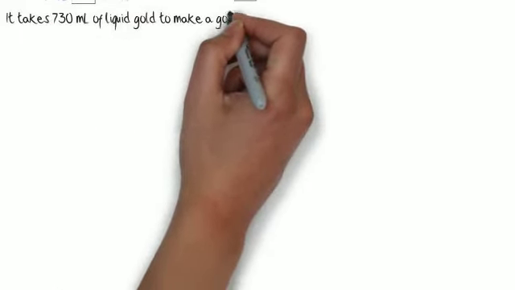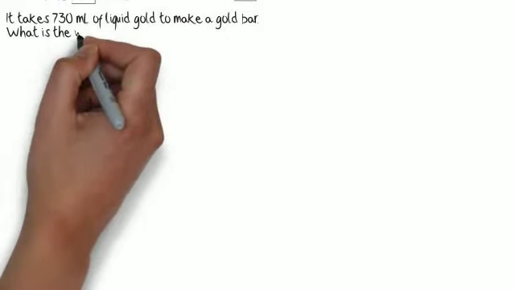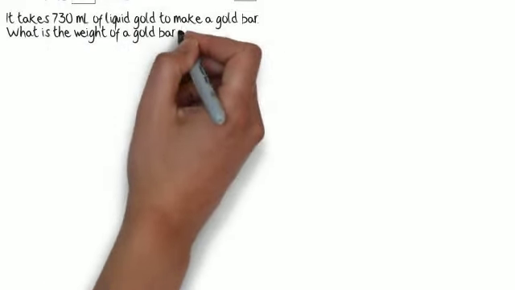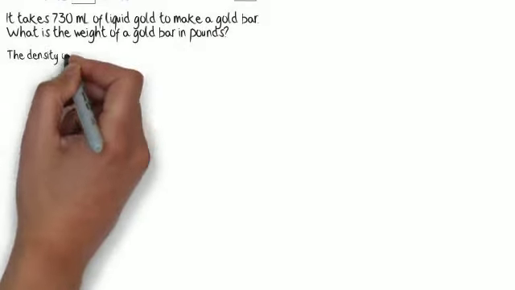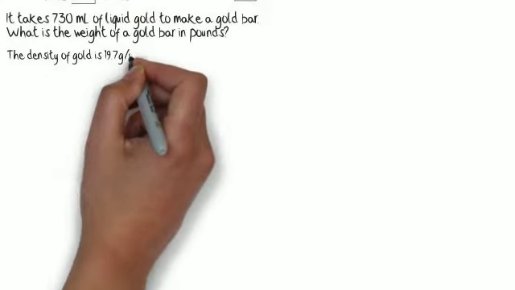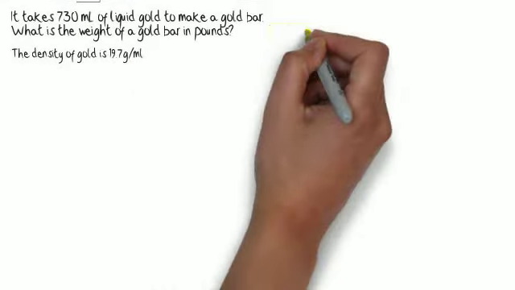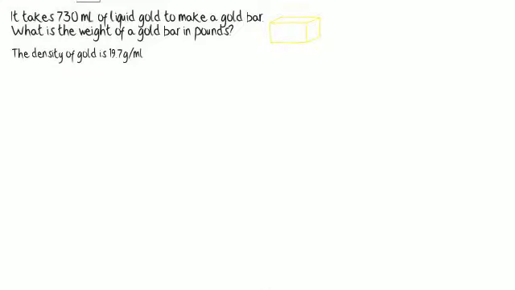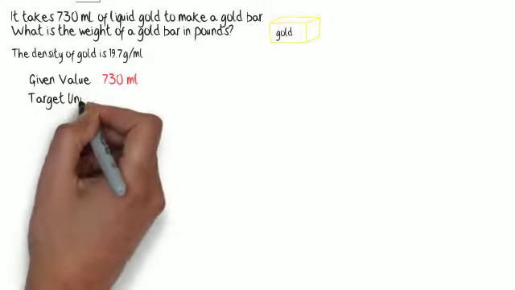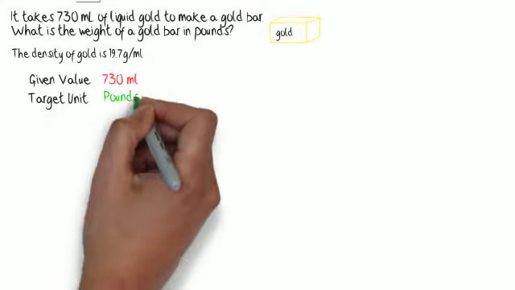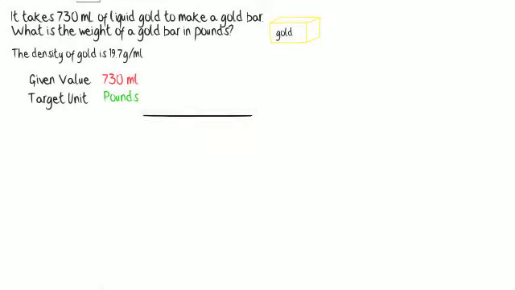Let's try another one. If it takes 730 milliliters of liquid gold to make a gold bar, what is the weight of the gold bar in pounds? Okay, so we're going to do a conversion factor here, or conversions for milliliters to pounds. Now the density of gold is 19.7 grams per milliliter. We need the density because we're going to convert from a volume unit to a mass unit. The given value in this problem is 730 milliliters. The target unit is pounds. Again, we're going from a volume to a weight, or mass, if you will.